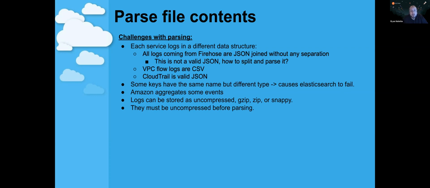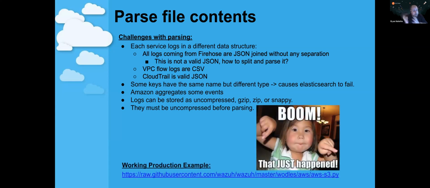So each service uses different data structures. Firehose and CloudTrail logs are JSON and VPC flows are CSV. Also, some of the services, as we mentioned, use specific log files, and they're improperly formatted JSON. To manage all of these, the best implementation approach is to use object-oriented programming. All the common attributes and methods are defined in the abstract class, and each service would inherit all of that.